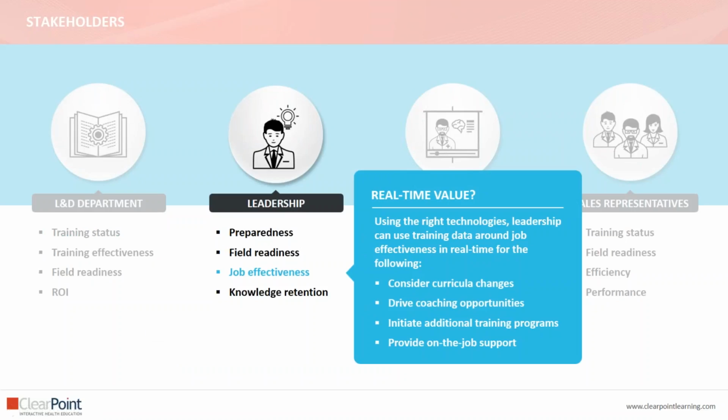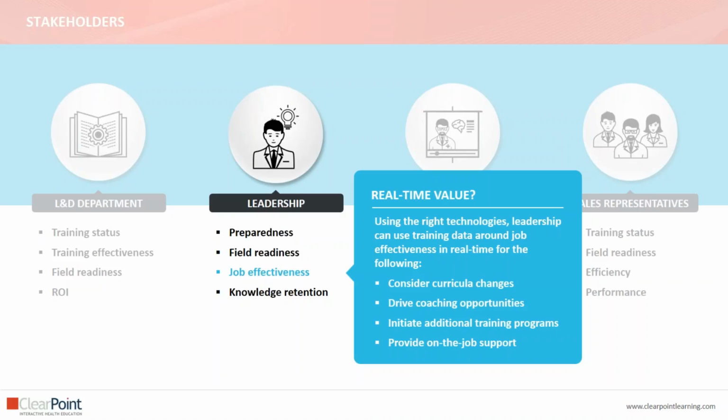How about leadership, though? Their list would be as long or longer, probably, than L&D in terms of their interest relative to data and having it in real time. And I think the most important one to call out here is job effectiveness. If I'm in leadership, I want to make sure people know how to do their job. I want them to know their role and launch the product effectively.